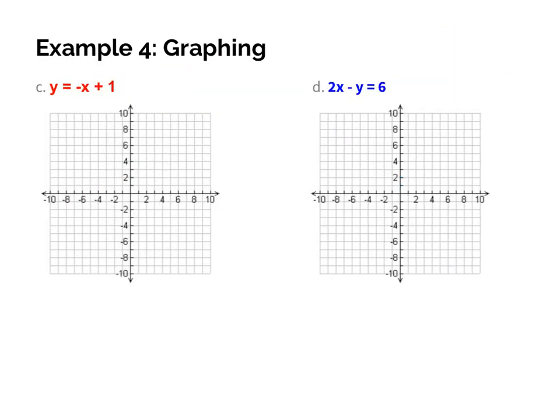Okay, last two examples here. The first one, we have negative x plus 1. So why don't you guys try this one on your own? Be careful here with that negative x in front, but what would be the slope and the y-intercept, and then graph it for me, please.